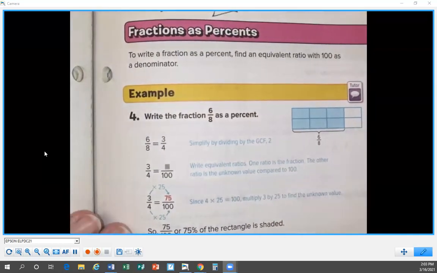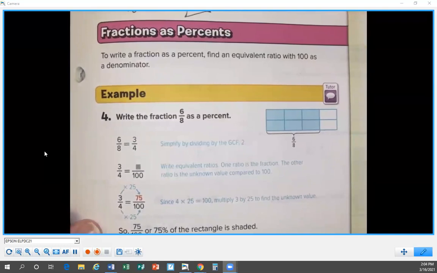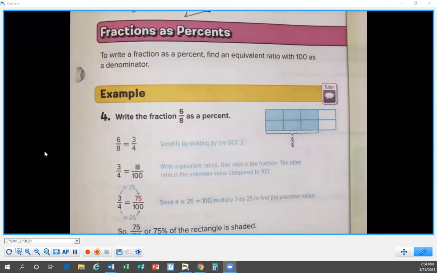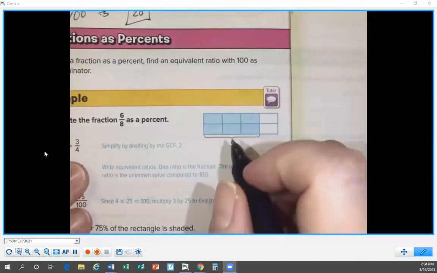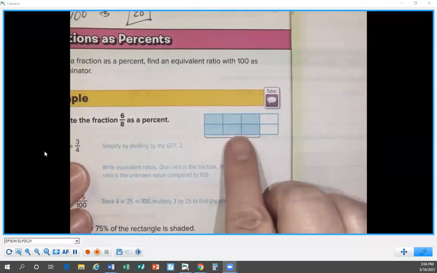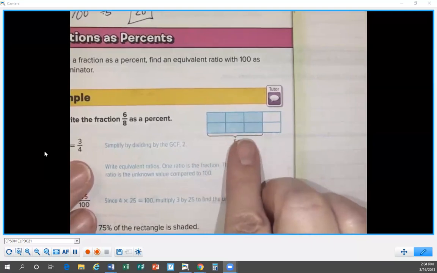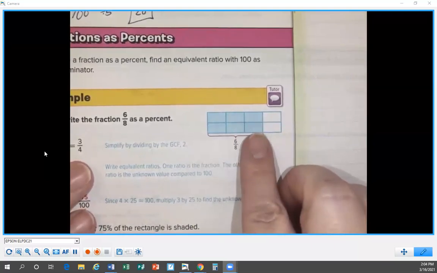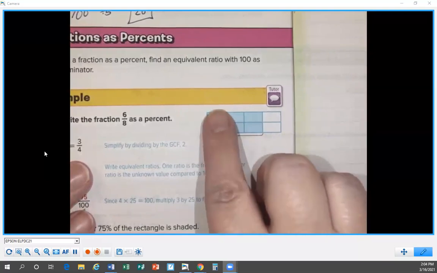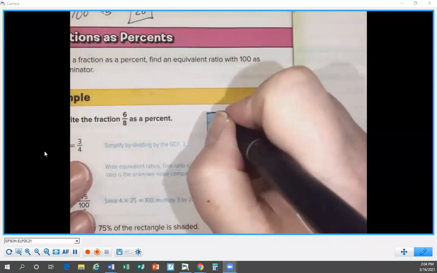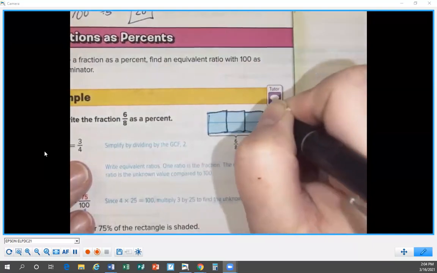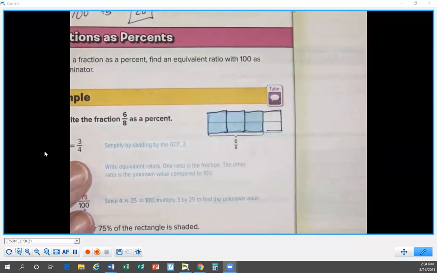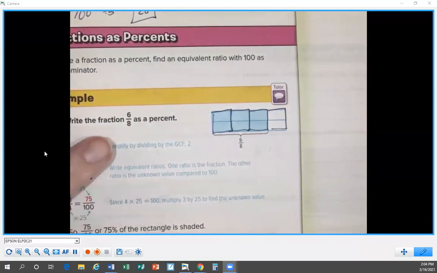Okay. So let's look at number 4. Write the fraction 6/8 as a percent. So we'll work over here, 6/8. I can see in this really nice area model that they gave us that 6/8 is equal to fourths. It would be equal to 1, 2, 3 out of 4, 3/4. So I can see that visually, which is nice. Sometimes drawing an area model will help. So 6/8.